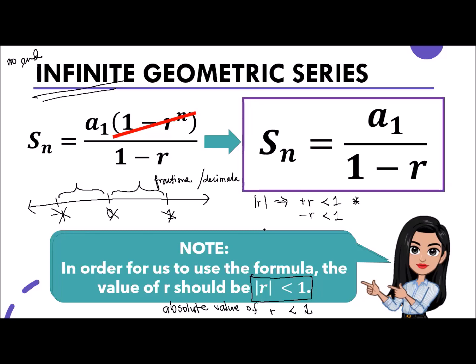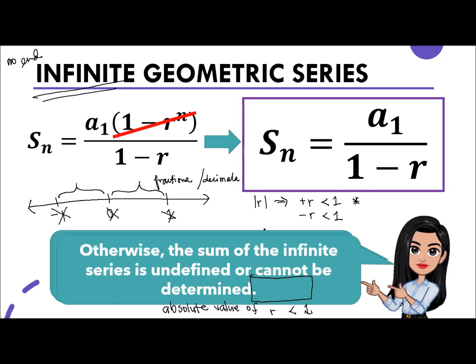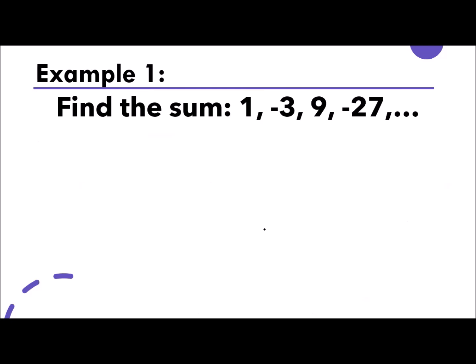So, let's have this case. So, pagka hindi ganyan, pasok sa rules, undefined or cannot be determined. Okay? So, let's have the first example. Find the sum of 1, negative 3, 9, and then negative 27. So, wala kang specific number of terms at meron kang ellipsis. Kaya, ibig sabihin, meron tayong infinite geometric sequence dito. Okay? So, ngayon, anong common ratio?